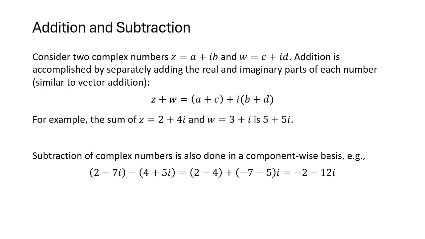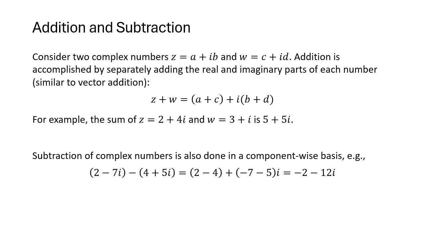Addition and subtraction of complex numbers is very straightforward. If you have two complex numbers, Z equals A plus IB and W equals C plus ID, you just add them term by term. You add the real parts and you get A plus C, and you add the imaginary part and you get B plus D, and it's the same thing for subtraction, except you just have a minus sign there. So we have one example for addition.